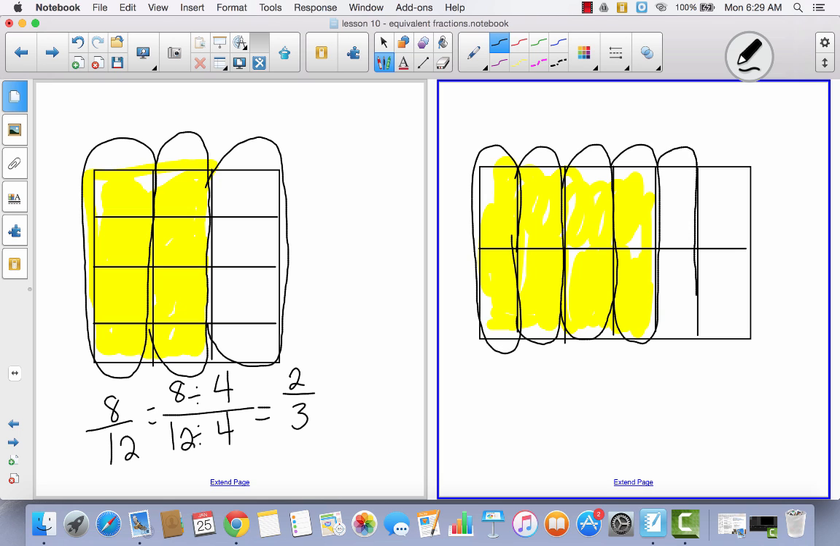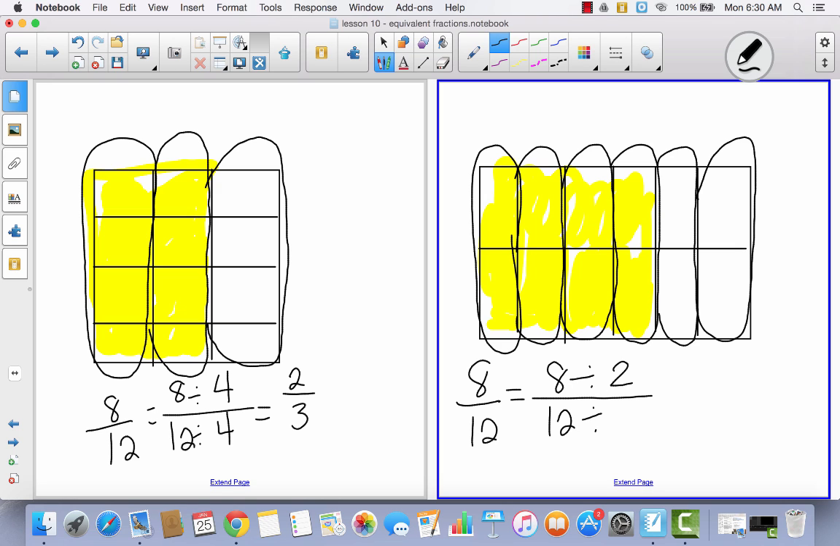Okay, so now, I still started with 8 twelfths. But this time, I put my 8 and my 12 not into groups of 4 like over here, but I put them into groups of 2. So I ended up with 4 out of 6 instead of 2 out of 3.